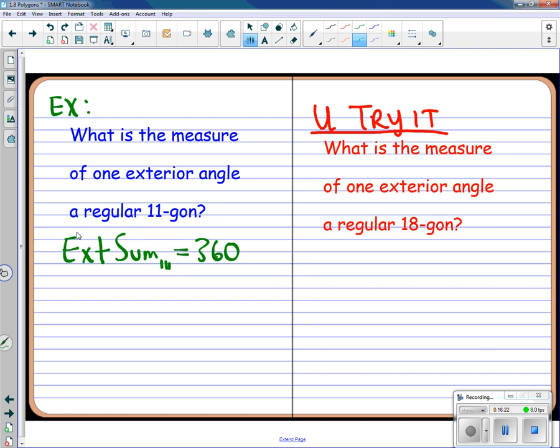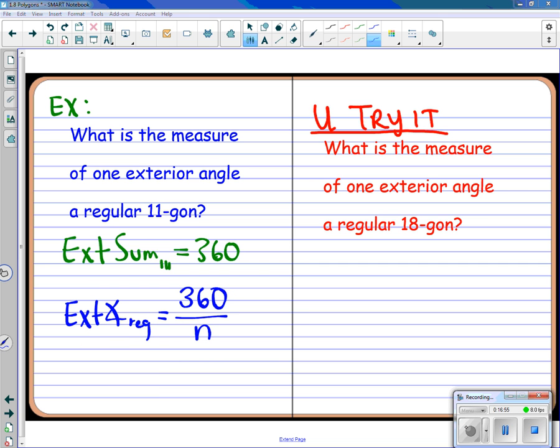Okay, so I have this shape, and I'm not going to draw all 11 sides, but because it's regular, all the interior angles are congruent. That means all the exterior angles are congruent. In other words, I have that 360 degrees that has to be divided up evenly to each one of these angles, and there's 11 of them. There's 11 exterior angles.